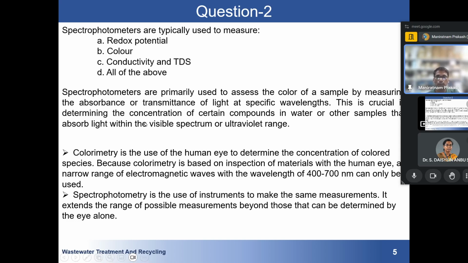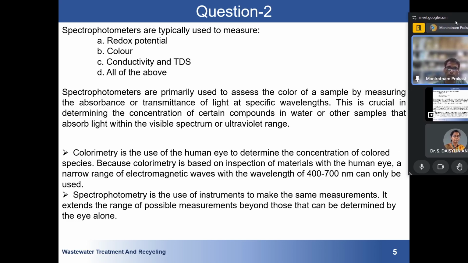Coming to the second question, these spectrophotometers are typically used to measure. So this is again related to a simple phenomenon. Before going to what a spectrophotometer is, we should know what this is. Before answering this question, if you see, this question is very simple: the spectrophotometer is used to measure color.